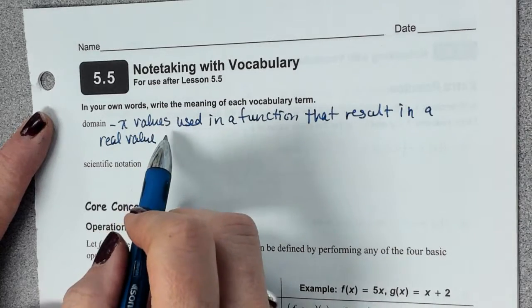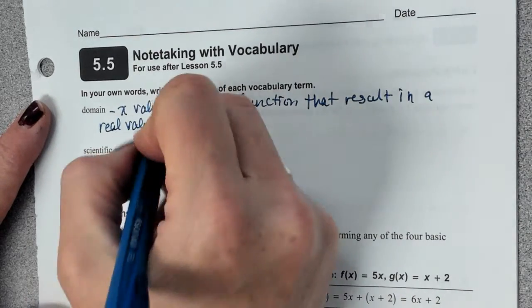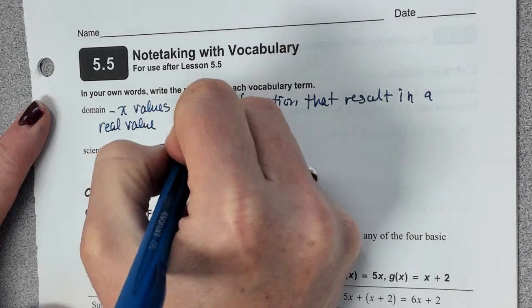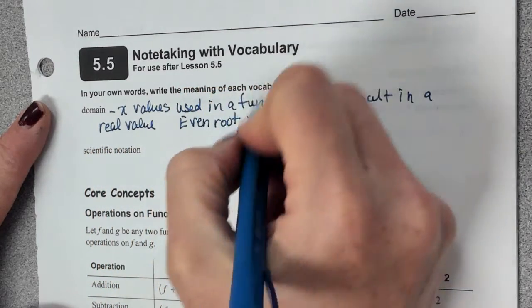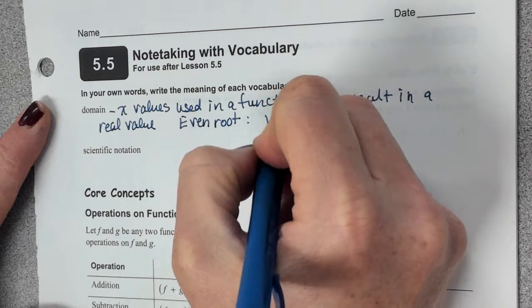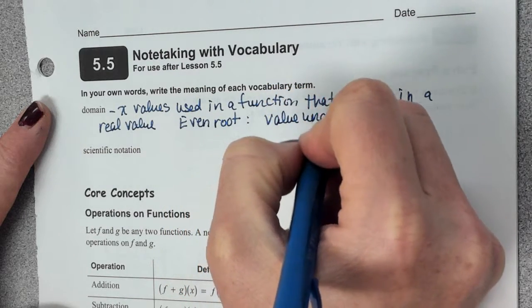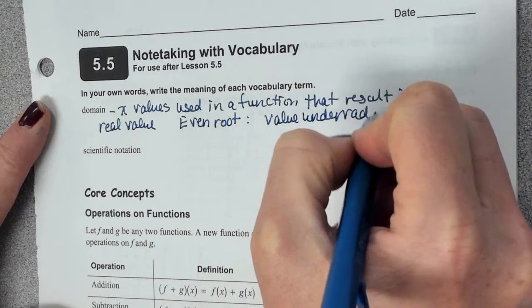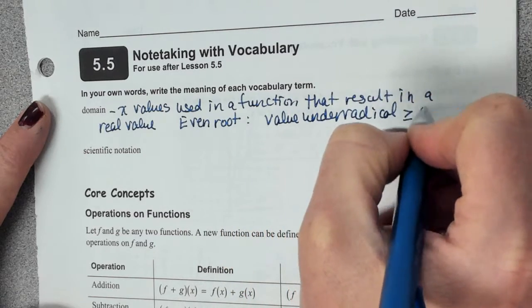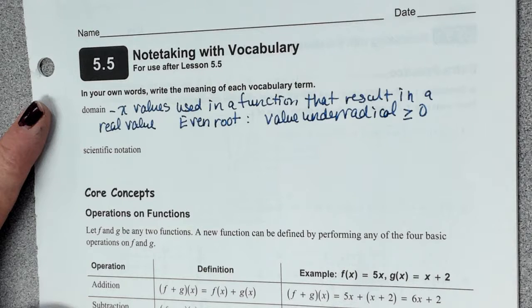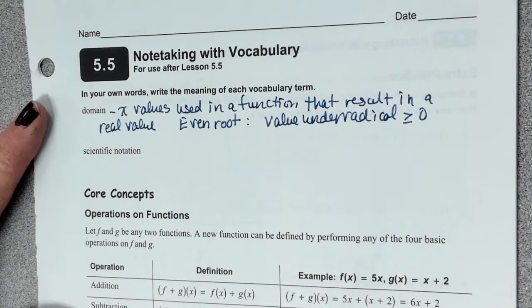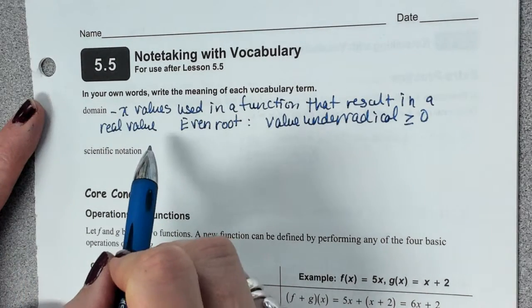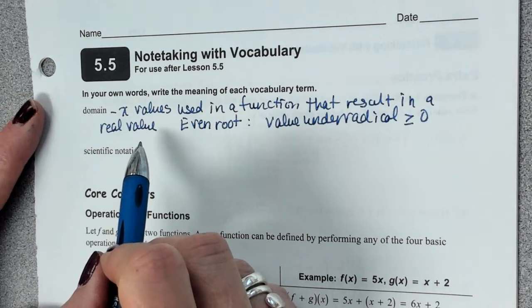So some things we have to look for with this is if we have an even root. If we have an even root, then whatever is under the radical must be greater than or equal to 0 anytime we have an even root. If it's not, then we're going to get a value that is not a real number. And we're sticking with the x values that are going to result in a real value, a real number.